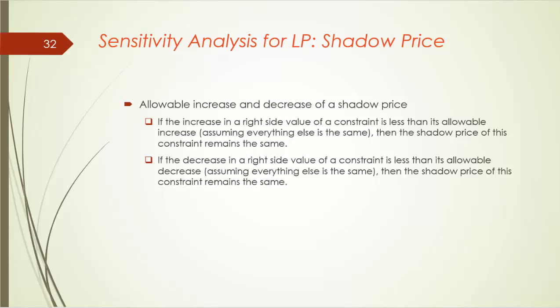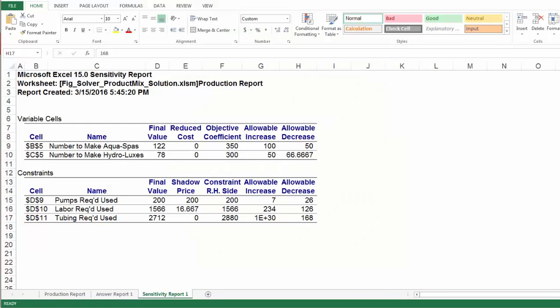Let's switch to the sensitivity report of the Blue Ridge example and take a look. I will use pump constraint as an example. The shadow price of pump constraint is $200. That means if there's one more pump, the optimal profit will increase by $200. Here, I want to bring one thing to your attention. When there's one more pump, the optimal solution will be different. That is, 122.78 will no longer be optimal. We'll see how to find the new optimal solution a little later.